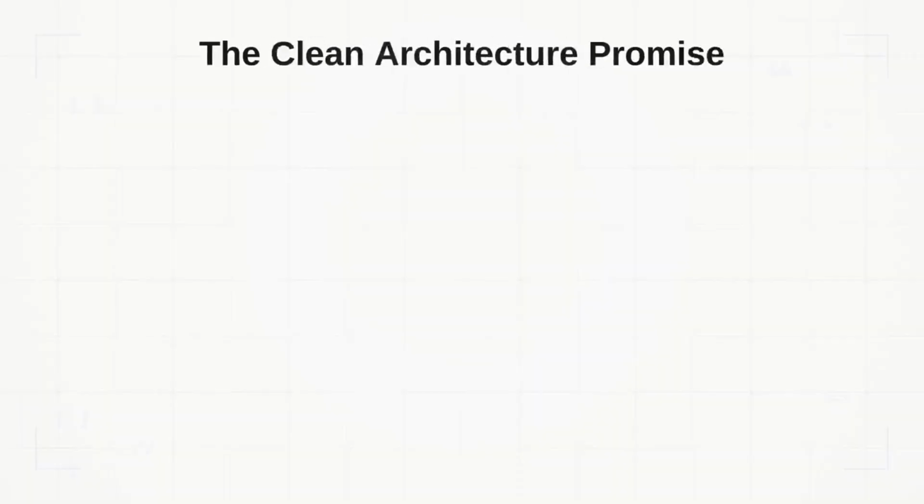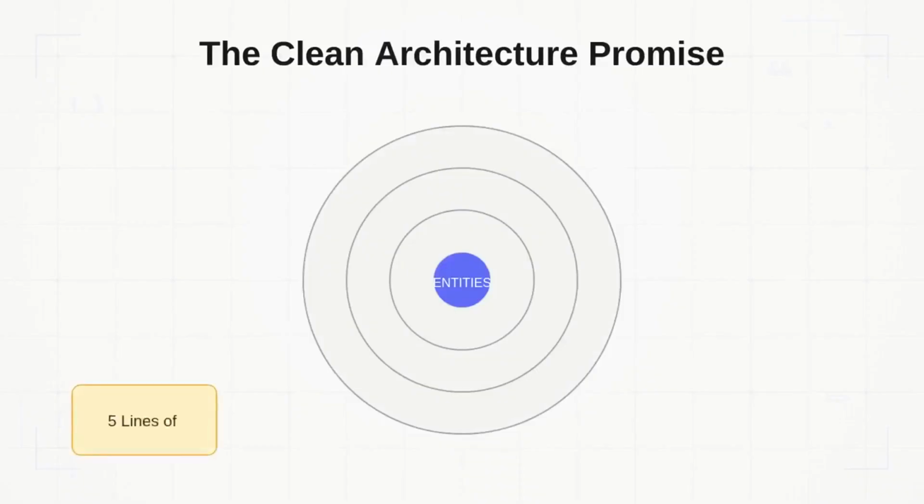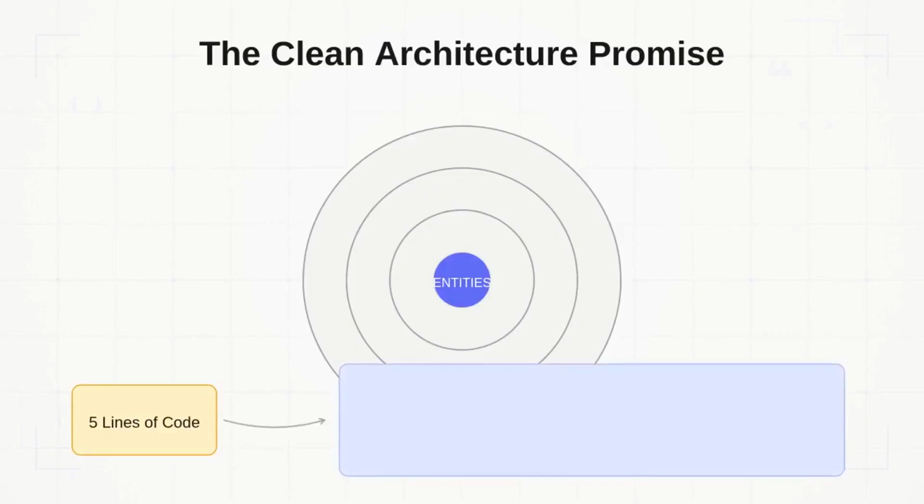We were all promised the same dream, a system where business logic is pure, isolated from the messy details of databases, frameworks, and UI. This is the promise of clean architecture. You've seen the diagram, the concentric circles, the dependency rule, the sacred entities at the center. It looks beautiful on a whiteboard. It feels professional.